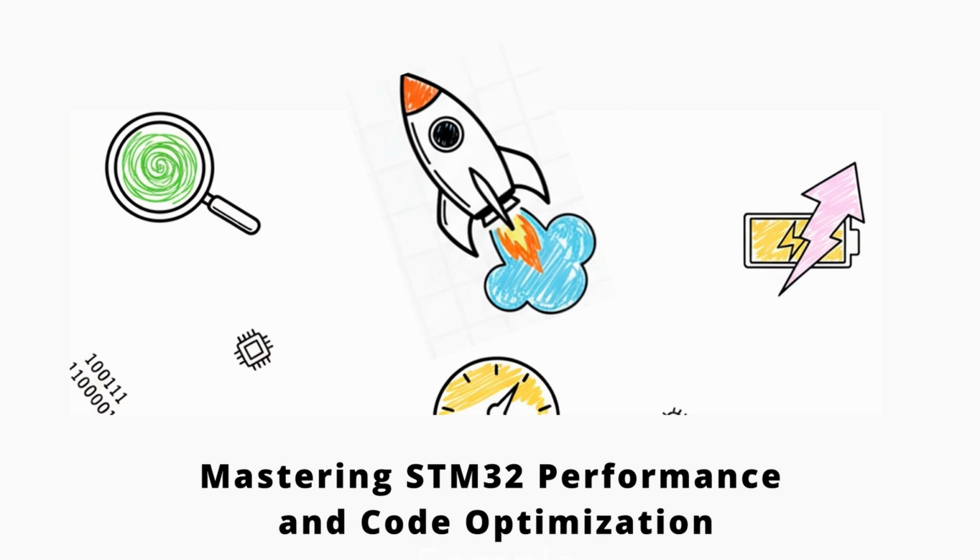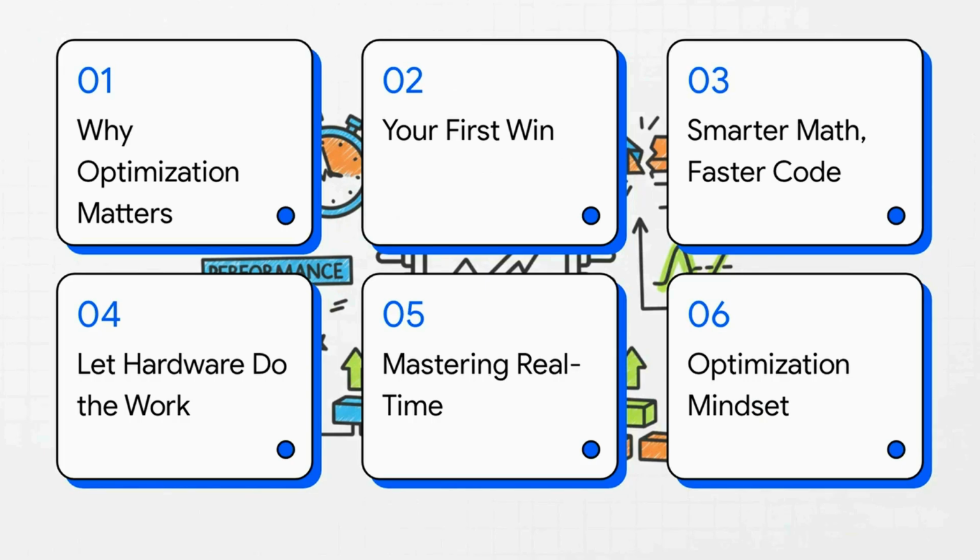Well, today we're going to answer that question. We are moving beyond just getting code to work and diving deep into how to make it truly efficient. So, here's how we're going to tackle this. First, we'll talk about why this stuff even matters. Then, we're going to grab the easiest win you can get, tweaking the compiler. From there, we'll get into the code itself with some smarter math tricks. Then comes the fun part, making the hardware do the heavy lifting for us. We'll wrap up by talking about interrupts for real-time response and putting it all together into a complete optimization mindset.